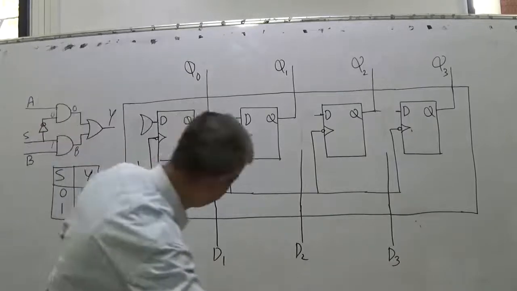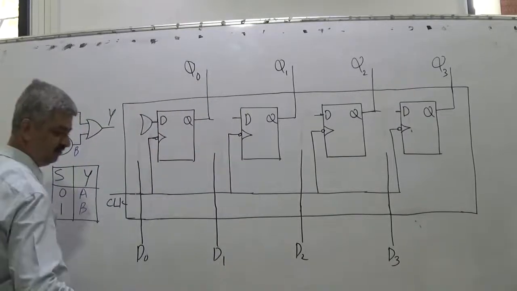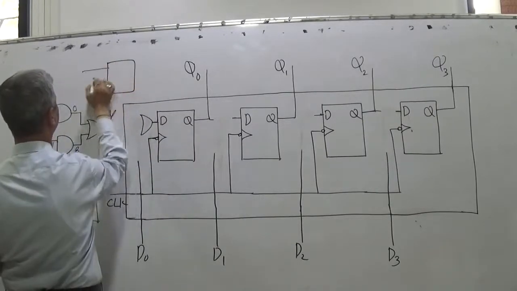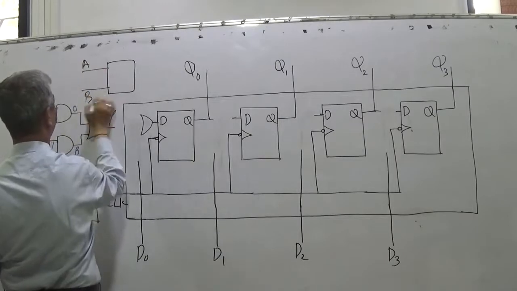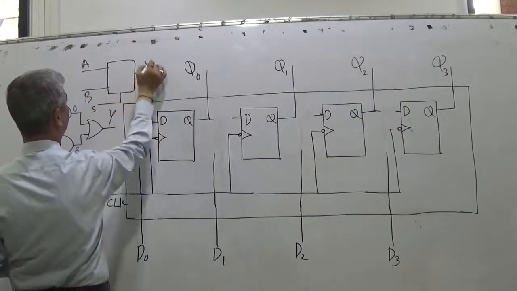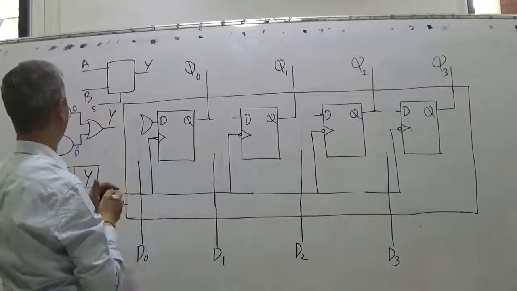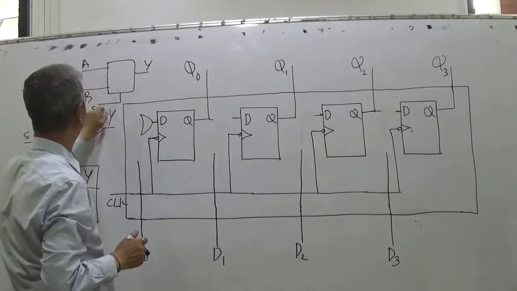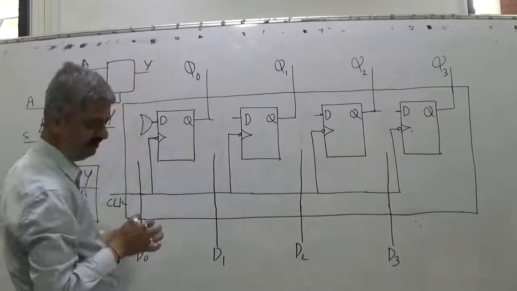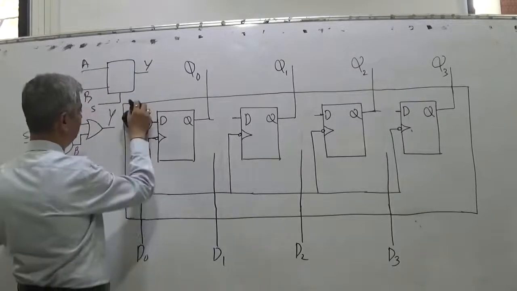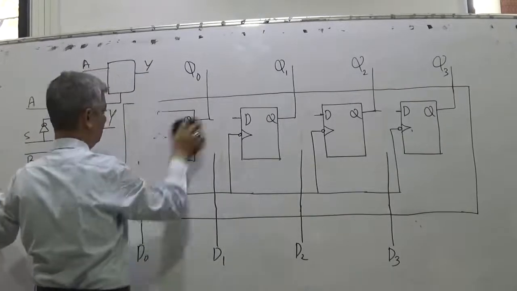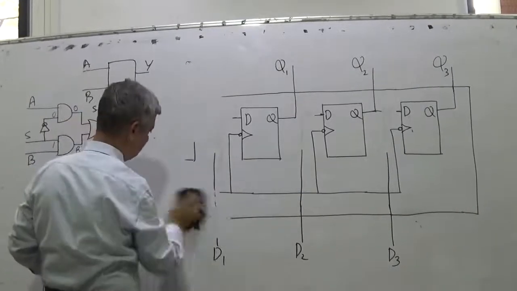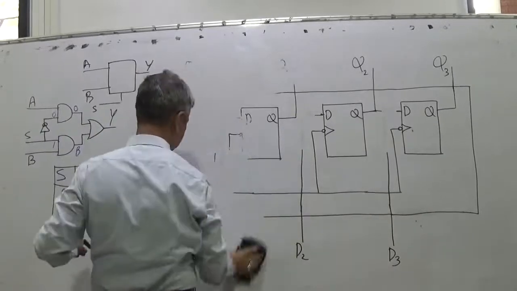this big block, it can be repeated or it can be shown by a symbol like this. A, B and S is shown here, this is Y. So this need not be drawn each time. So when S is 0, Y is A. When S is 1, Y is B. So now what we do is, I draw this small diagram because at all 4 places this multiplexer is required. I will draw it, I will explain it in detail.